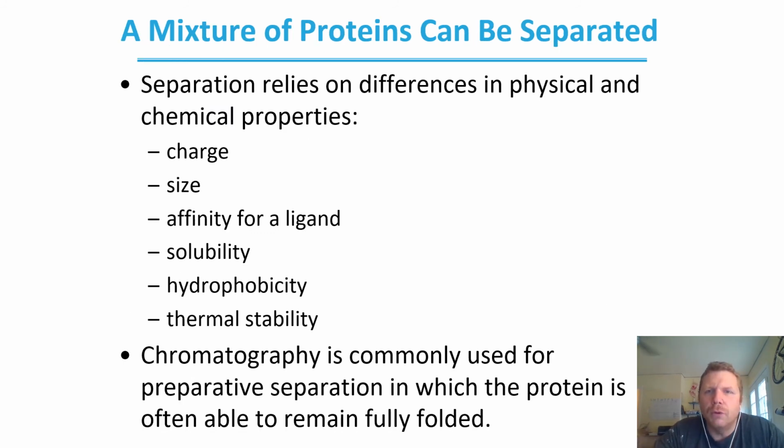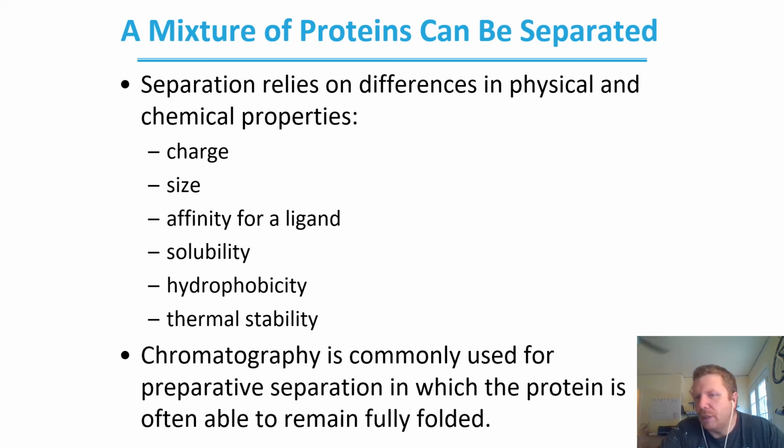Now, a mixture of proteins can be separated by a number of different physical and chemical properties. You can use the charge of the protein, the size of the protein, the affinity for a ligand, the solubility, hydrophobicity, and thermal stability. All of these are properties that can arguably be exploited. Chromatography, much like what you did in your organic lab, is commonly used for preparative separation in which the folded protein is able to be fished out.